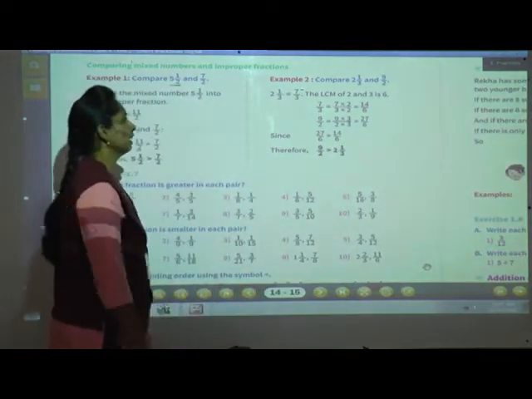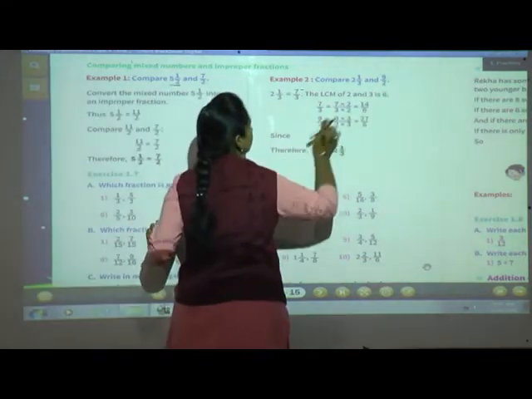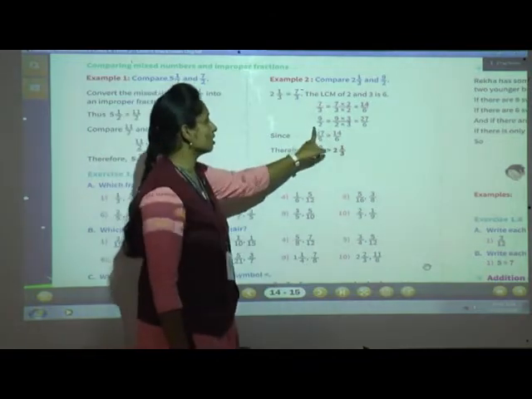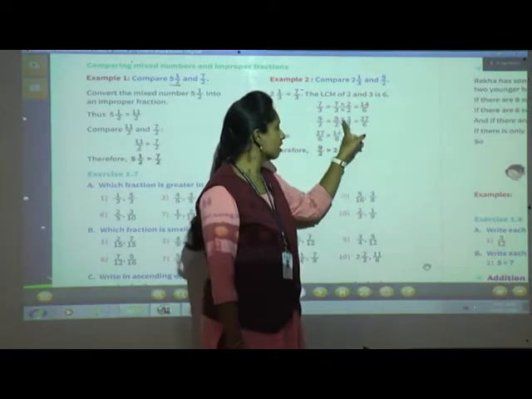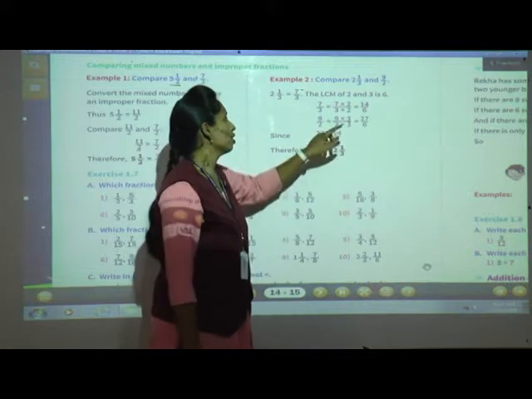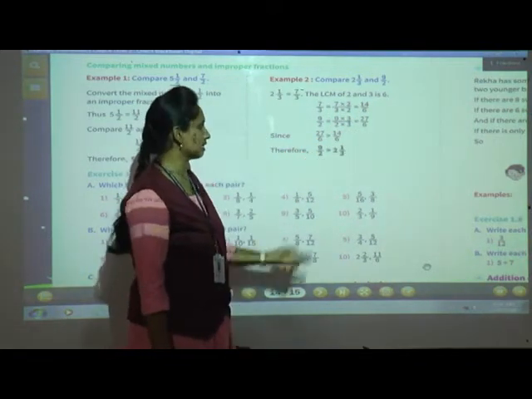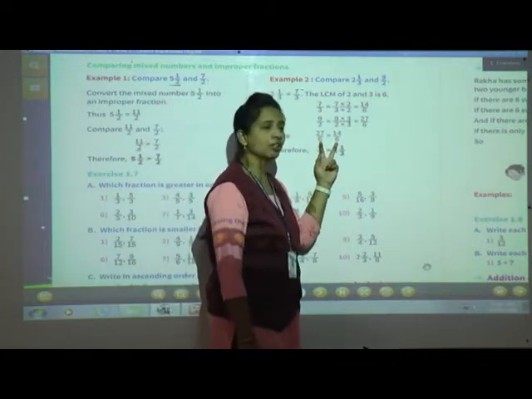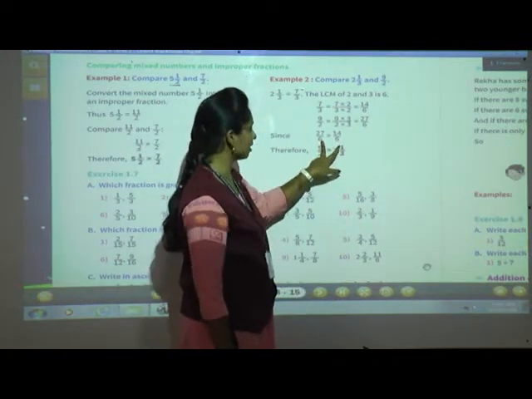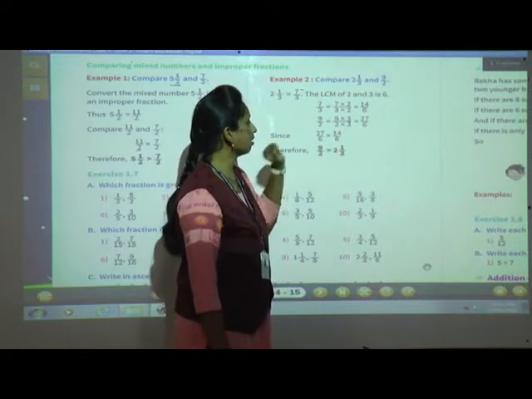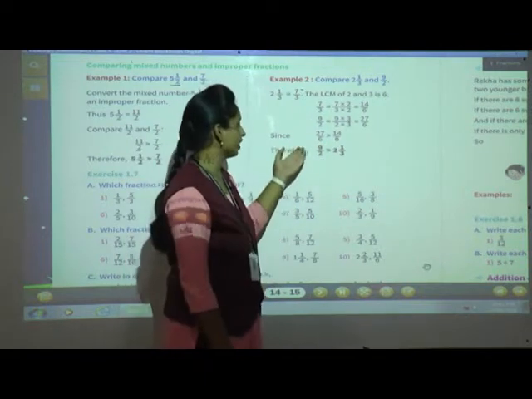Now what about 9 upon 2? Same way, 2 3s are 6, 9 3s are 27. So we got the fractions 14 upon 6 and 27 upon 6. So compare. Now the denominators are same, you can see 6 and 6. Now just compare the numbers in the place of numerators, 27 and 14.